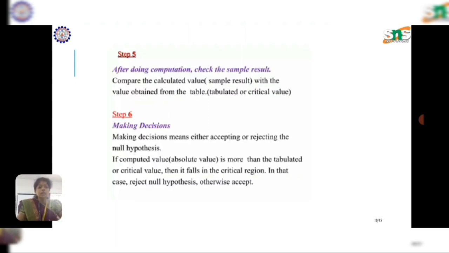do the computation and check the sample result. Finally, we take the decision by comparing the calculated value and the table value. If the calculated value is less than the table value, we can say our null hypothesis is accepted. Otherwise, we say the null hypothesis is rejected.